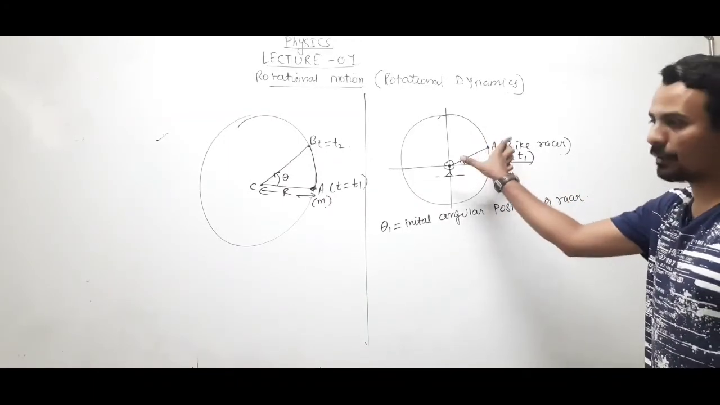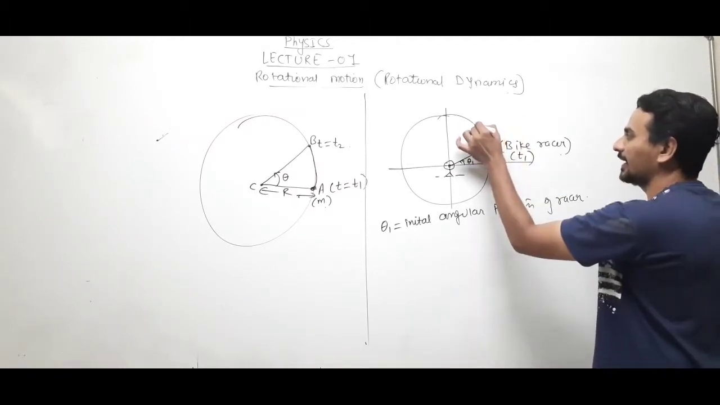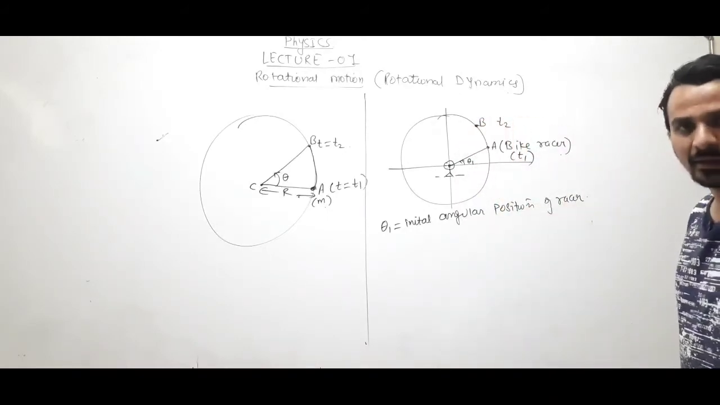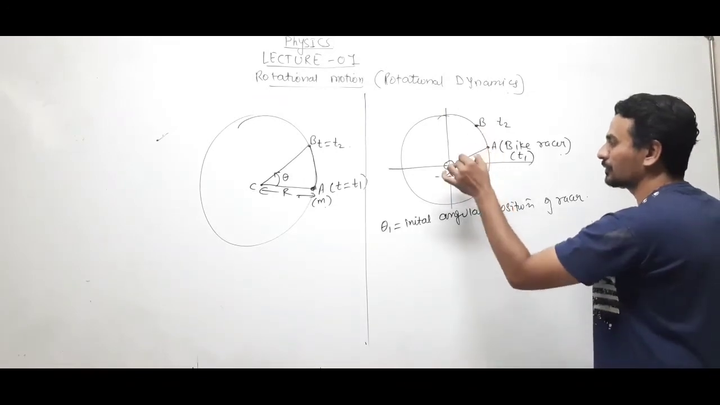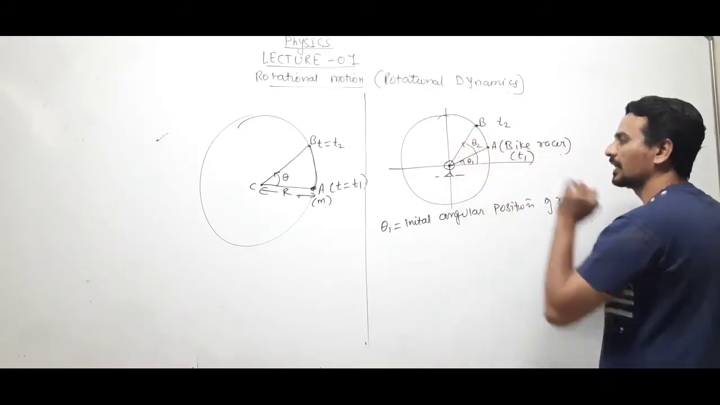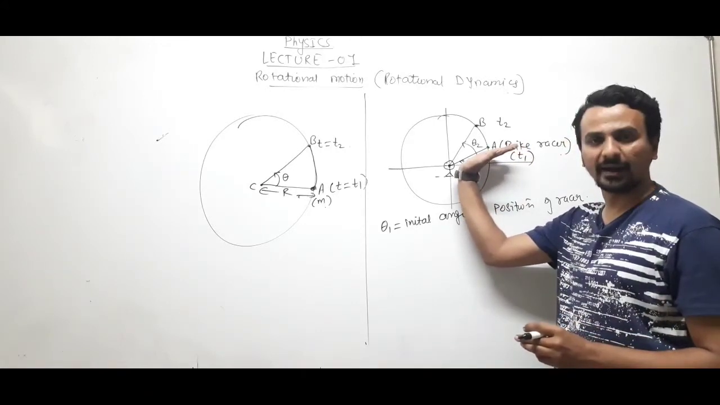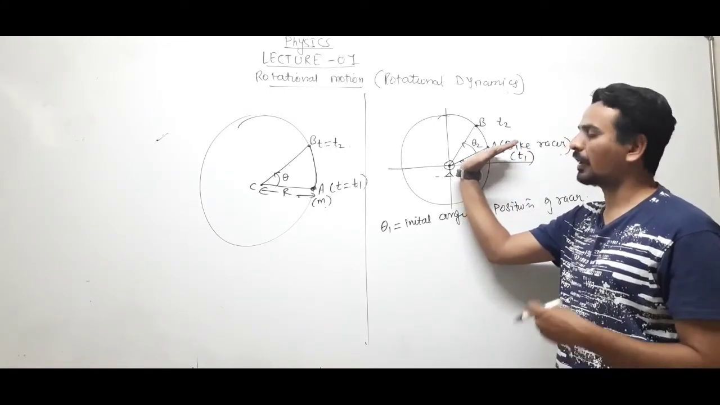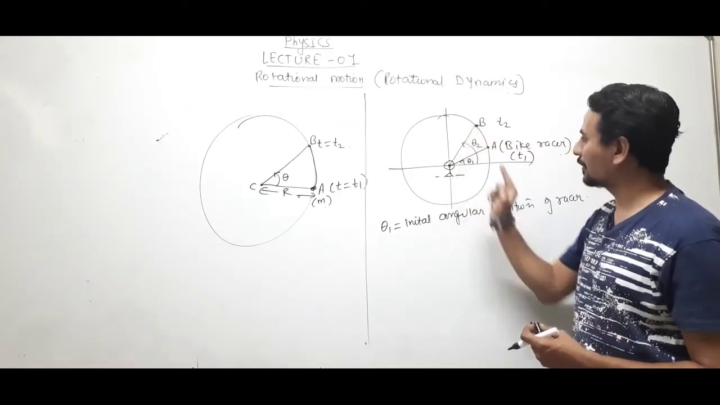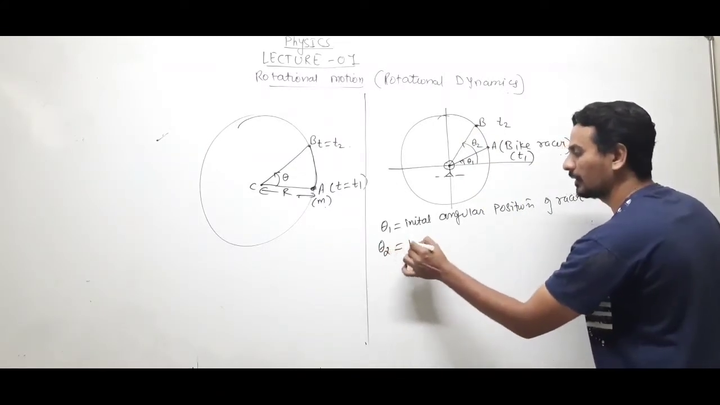Now it is moving in a circular track. Say at any time t2, it has reached a point B. Looking at the bike racer, this will be my final angular position, theta 2. Clear? The bike racer was here at time t1, and at time t2 it had moved from point A to point B. So this will be my final angular position, theta 2, and theta 1 will be my initial angular position.